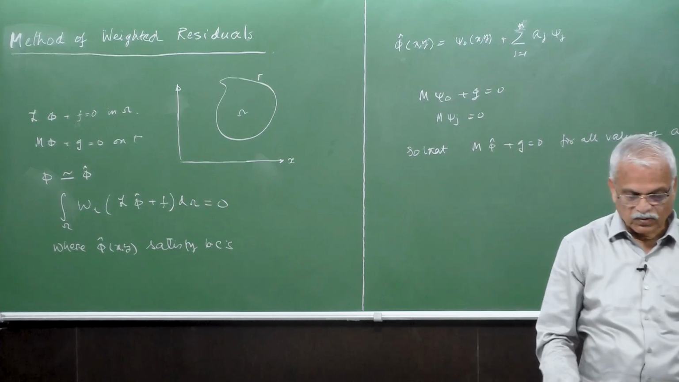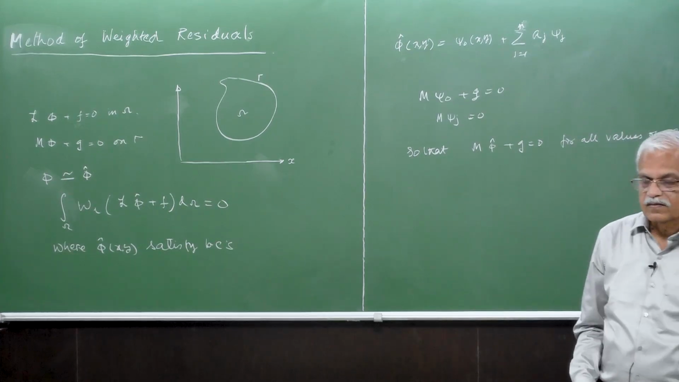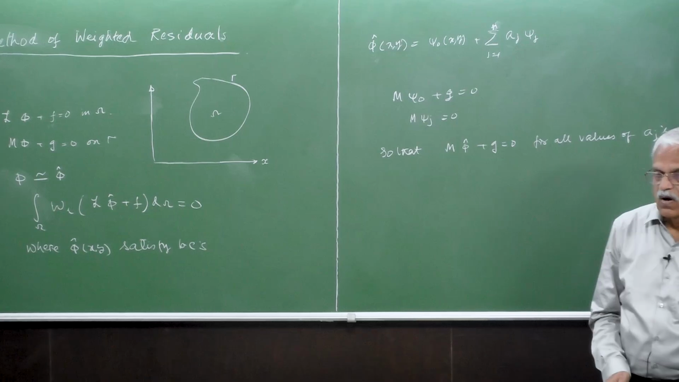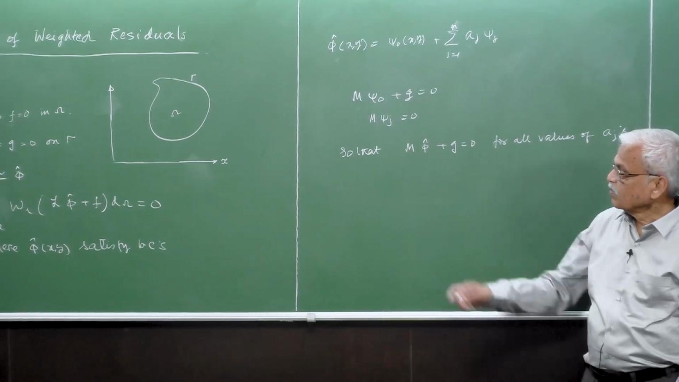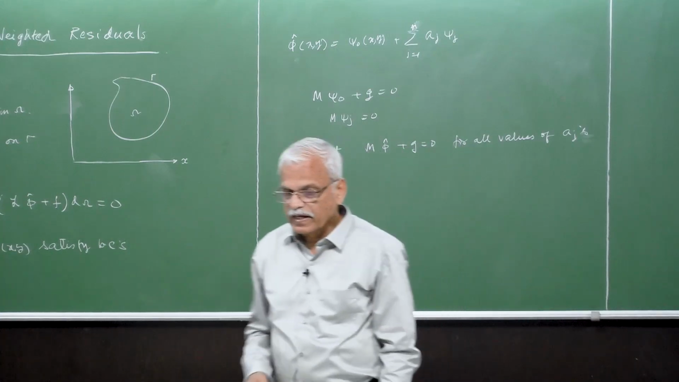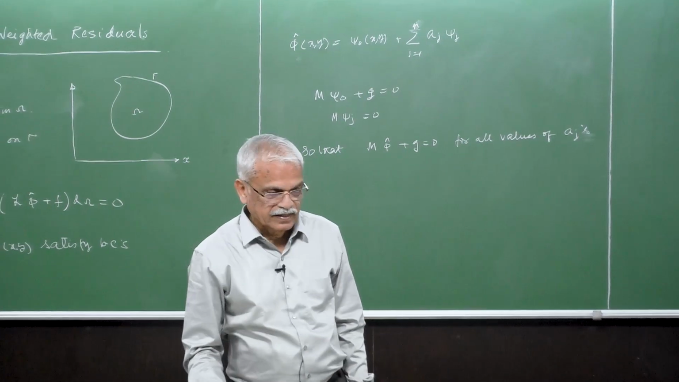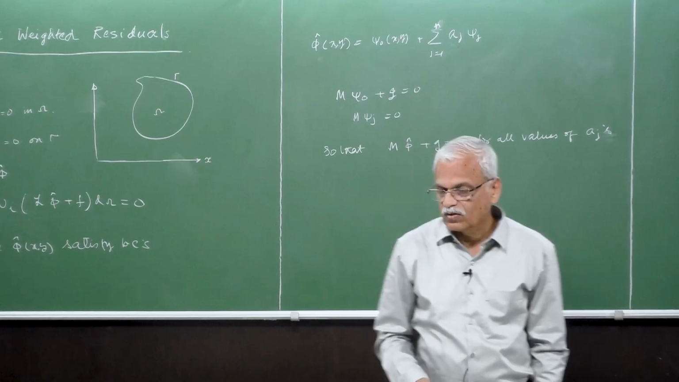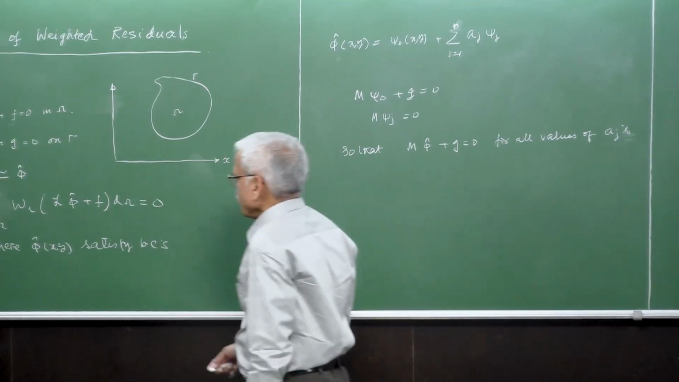theoretically it is fine. So now let us see how these things can be written in terms of algebraic equations. What we mean is, how do we get n equations in the set a_j? So let us see how. How do we do that?